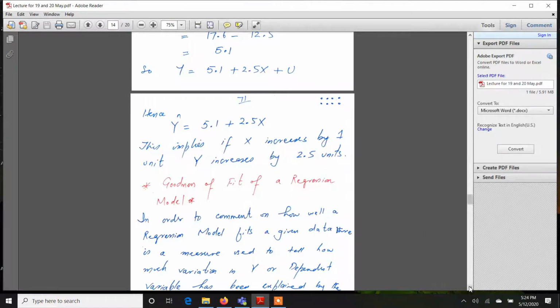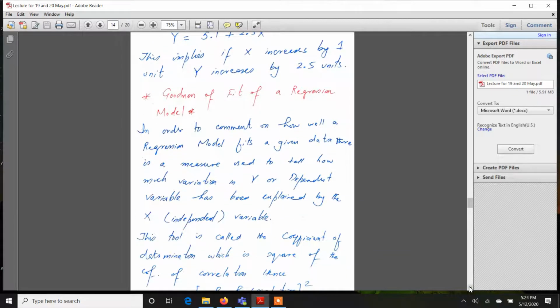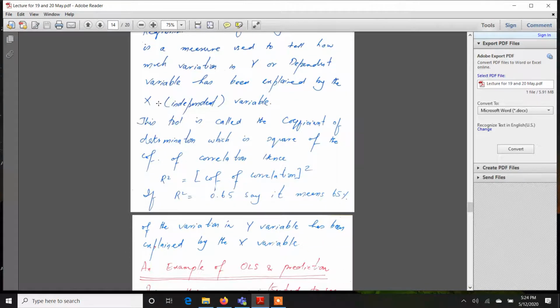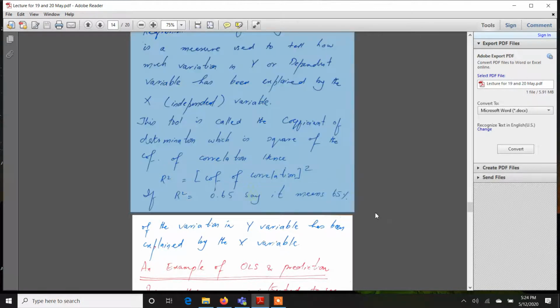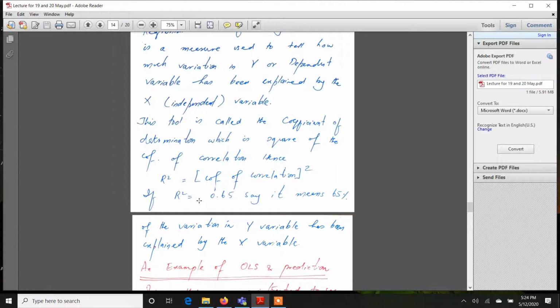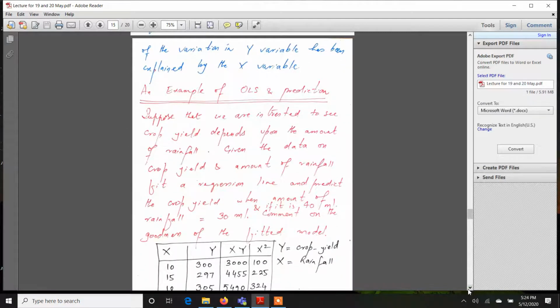Next, how to know whether a regression model is a good fit to the model. For example, how well is your average weekly study hour explaining your marks? You will simply calculate a value which is called the coefficient of determination, which is simply the square of coefficient of correlation, right? This coefficient of determination tells us how much variation in a dependent variable has been explained by the independent variable. So let's see another example which will further clarify this concept.